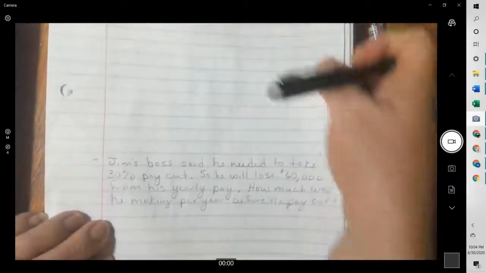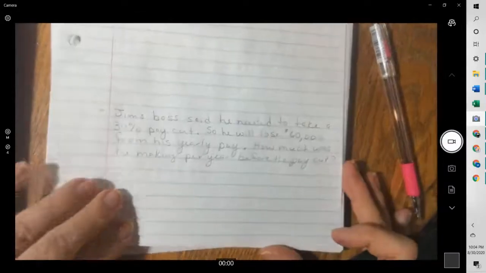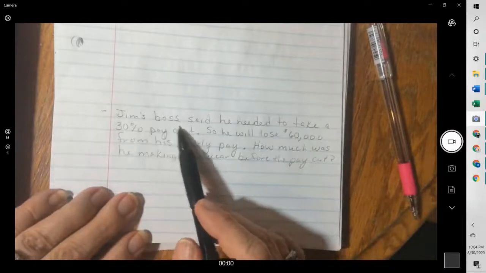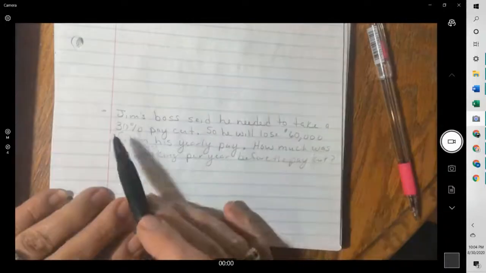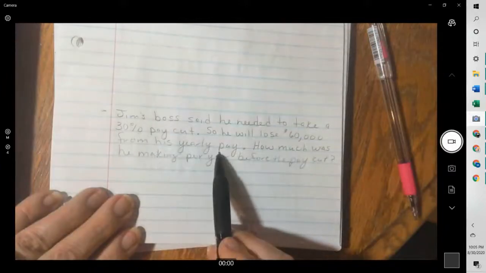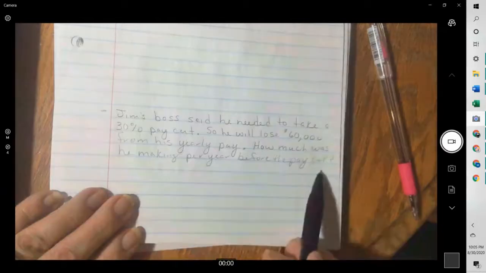We'll try another one like that. Here's one. This one's a little bit easier though. You'll see as we read it. Jim's boss said he needed to take a 30% pay cut, so he will lose $60,000 from his yearly pay. How much was he making per year before the pay cut?